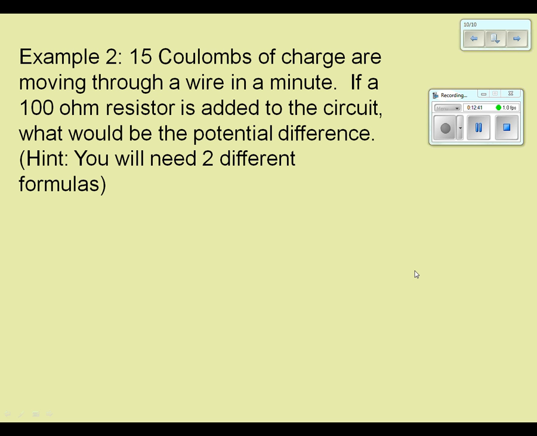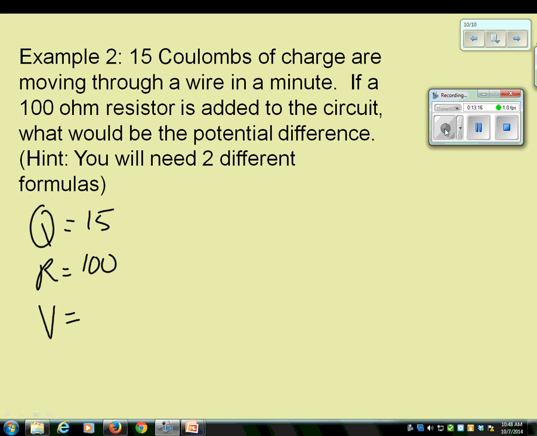15 coulombs of charge. What does that tell us, Blake? What's the letter for charge? Q. Very good. Q is equal to 15. 100 ohms, so R equals 100. And I'm trying to find out potential difference. V. I'm trying to find V.